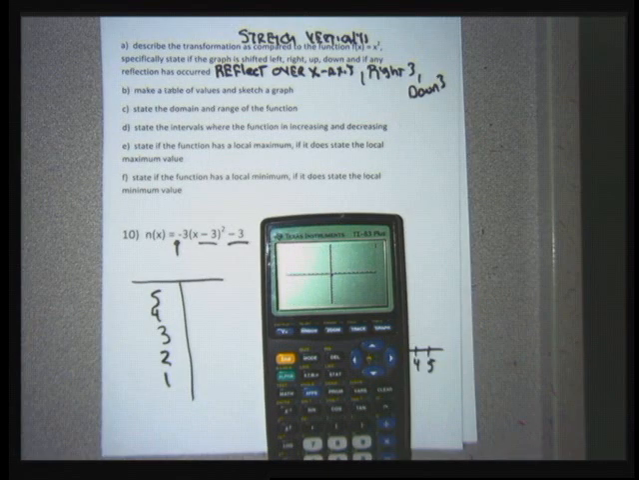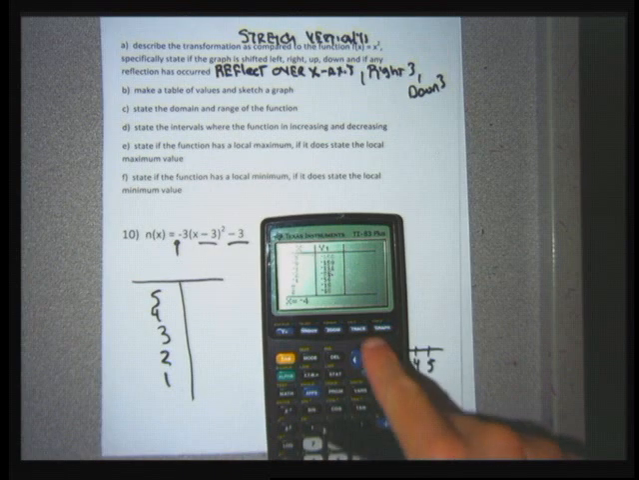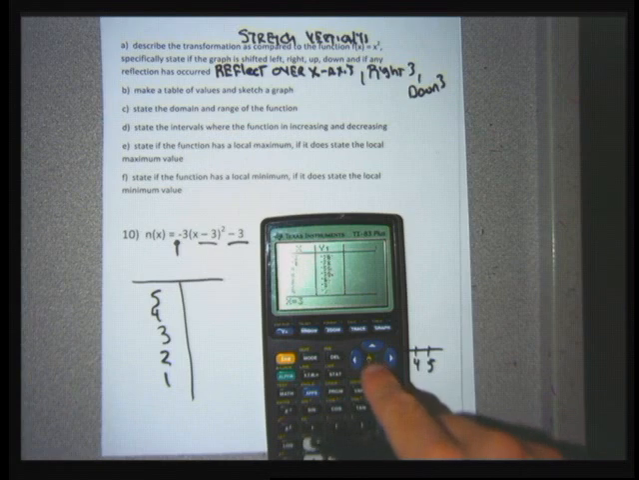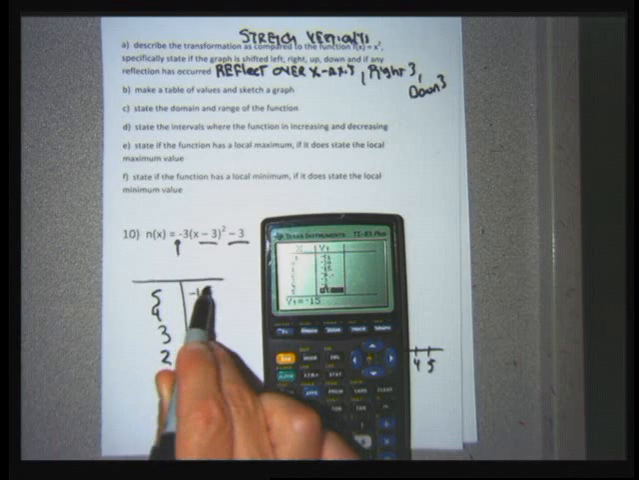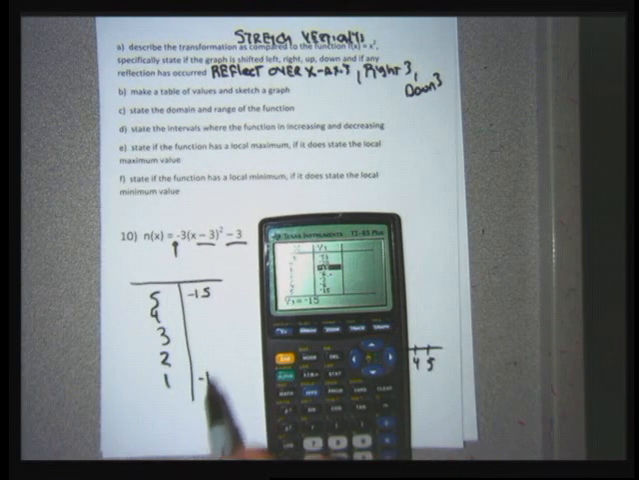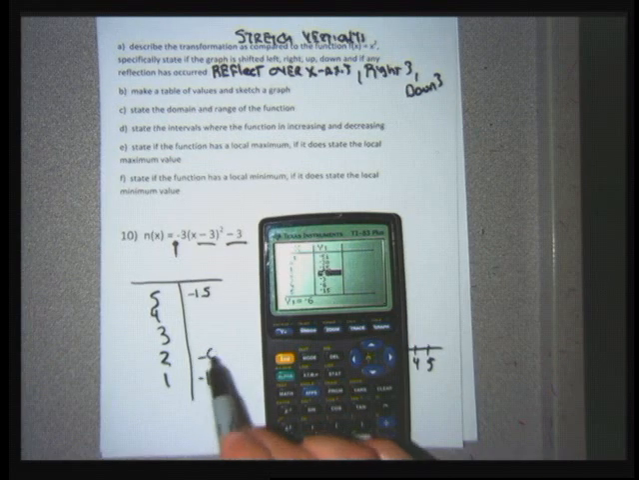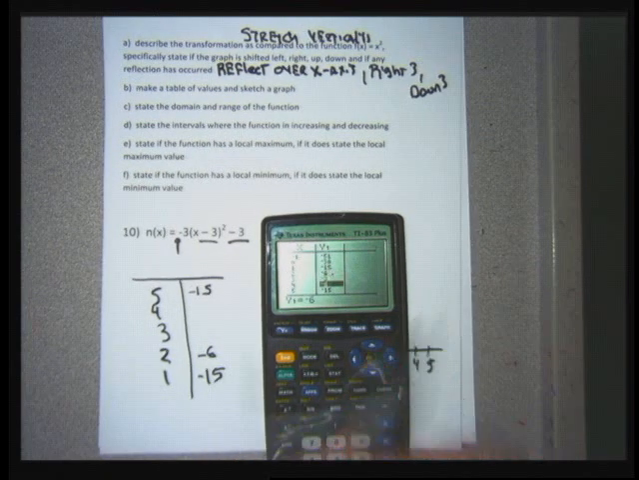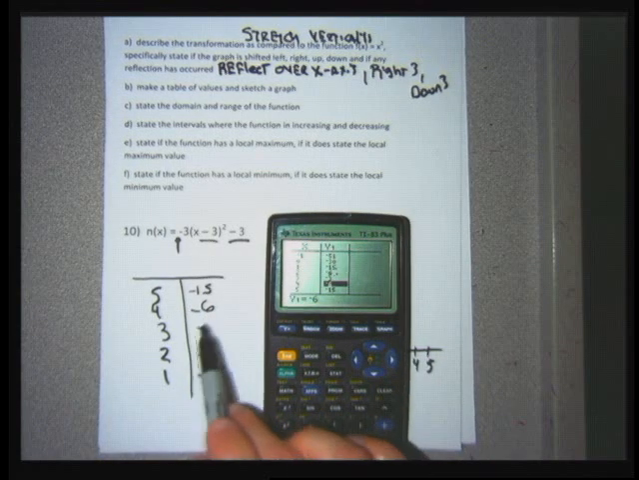My graph's going to look something like that. It's going to be flipped over. Second table, hunt around till I find the 5. At 5, it's at negative 15. And similarly at 1, it's at negative 15. At 2, it's at negative 6. And at 4, it's at negative 6. And at 3, it's at negative 3.